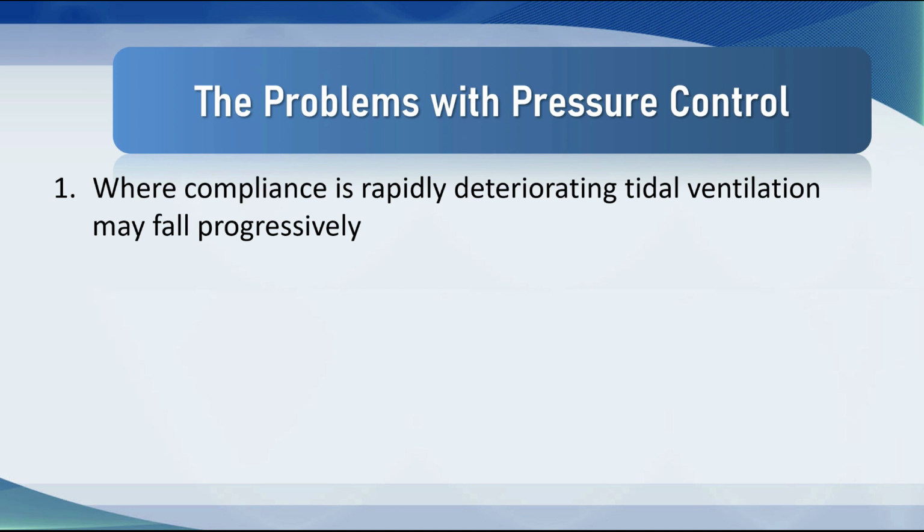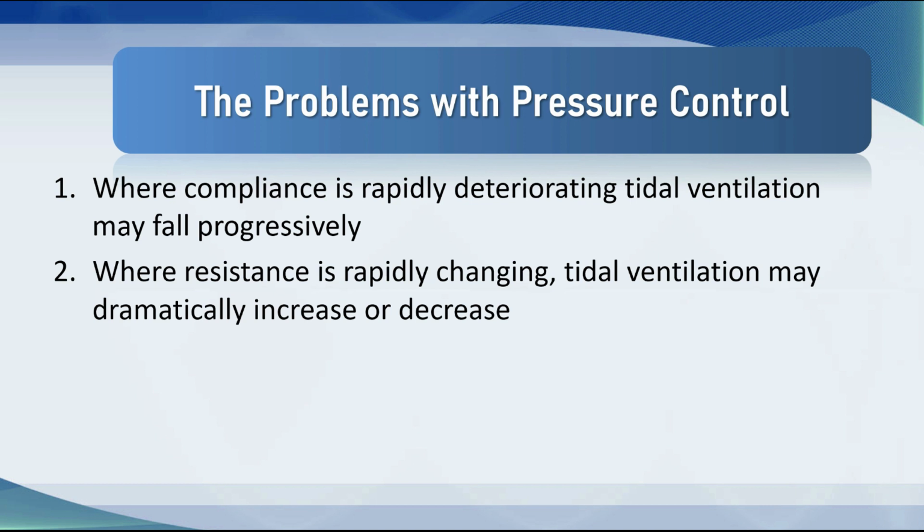And so a patient may be intubated with a compliance of 40 mLs per centimeter of water, but it might drop down to 20 mLs per centimeter of water over the next 18 to 24 hours. If you're using pressure controlled ventilation, you need to be really careful about the tidal volumes, because if the compliance is falling, the tidal volumes will fall progressively for the same driving pressures. This is also true of airway resistance. When airway resistance changes rapidly, tidal ventilation may increase dramatically or decrease dramatically, and resistance does change in patients in the ICU.